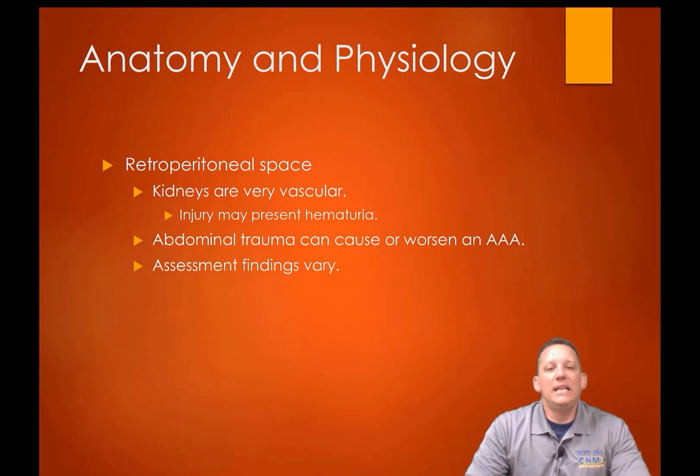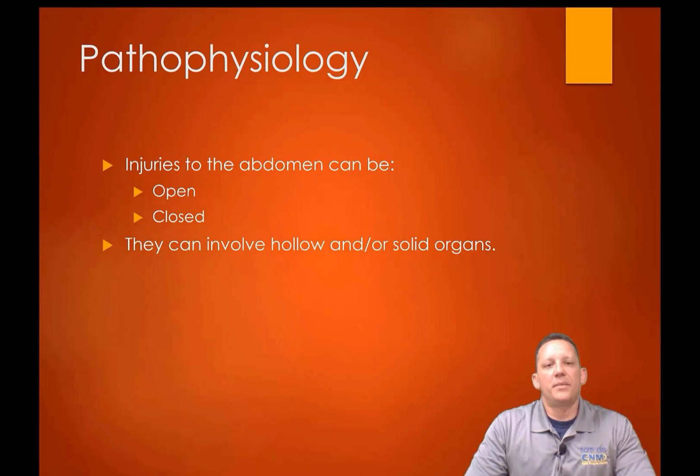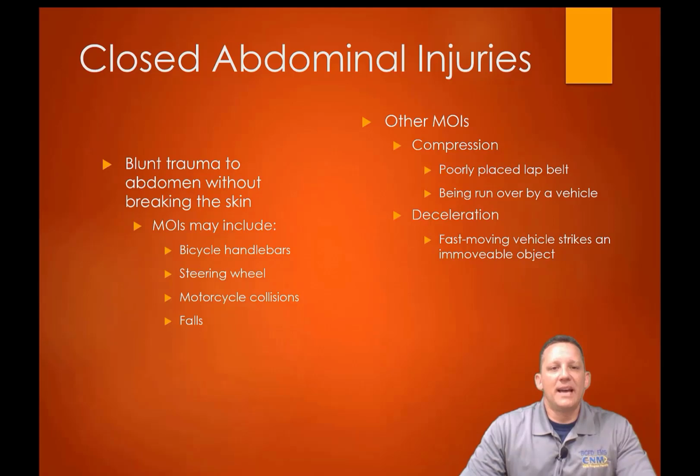And that's because as anything splits or bifurcates, we create a corner, which is a weak spot in the system. Obviously, just like chest injuries, abdominal injuries can be open or closed, and they can involve the hollow and/or the solid organs. This is kind of a no-brainer slide. It's really just trying to remind you that we don't have to have something penetrating to actually involve or damage the tissue or the organ underneath it, just like in the chest. So blunt trauma to the abdomen without breaking the skin.